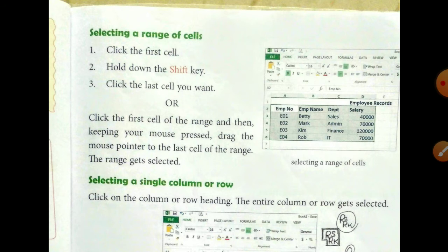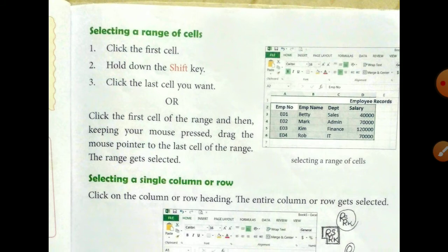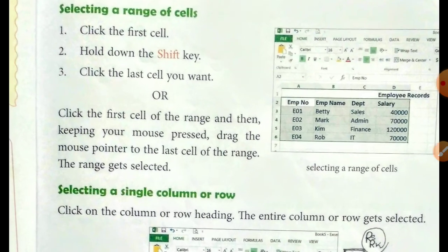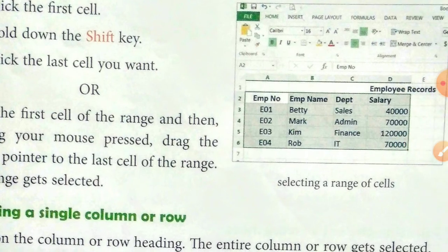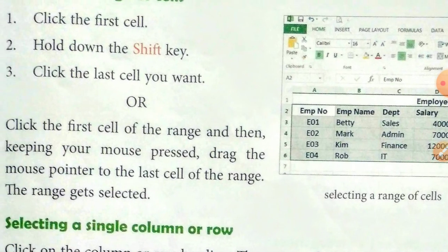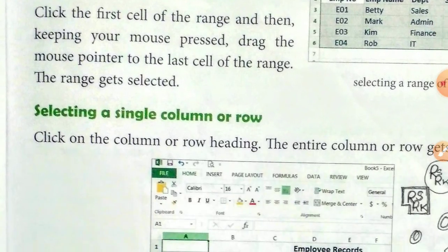Next is selecting a range of cells. To select a range of cells, we click the first cell, then hold down the Shift key, then click the last cell you want. Here we have selected from A2 to D6. This is the cell range.